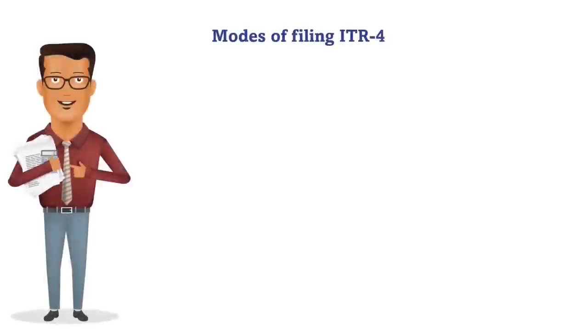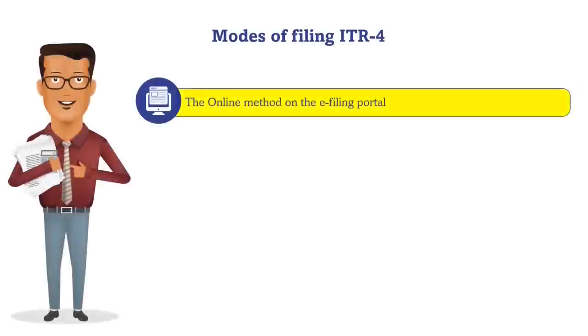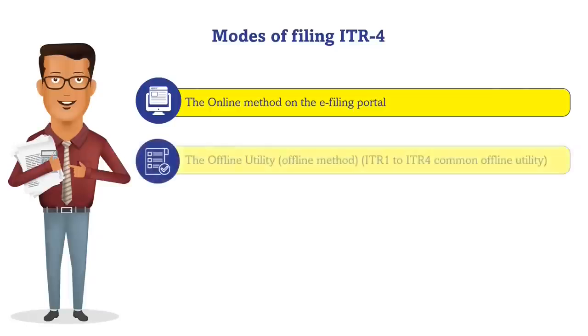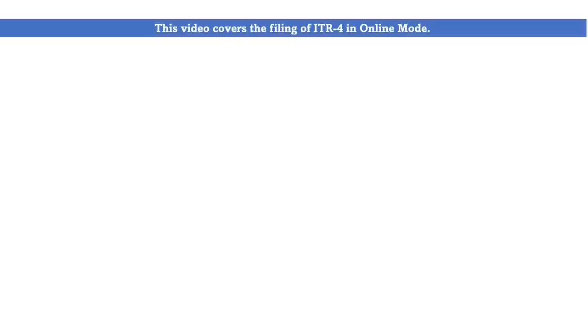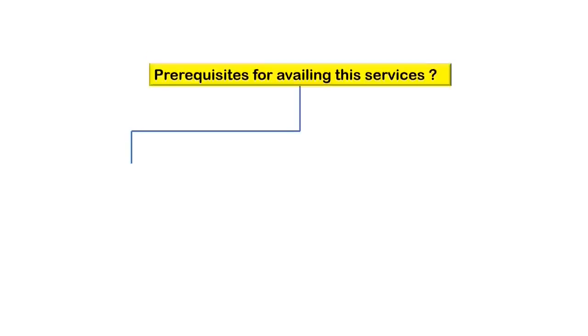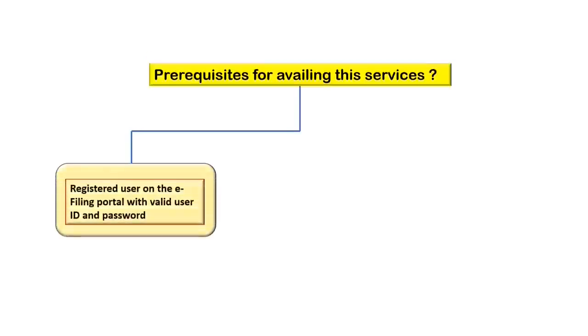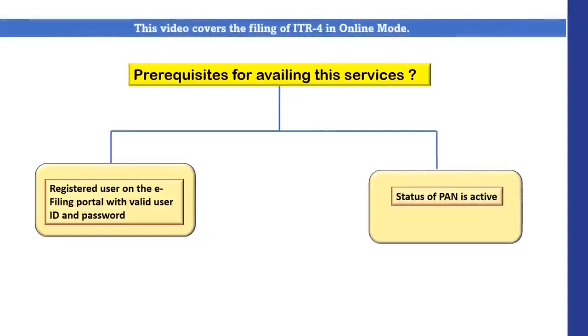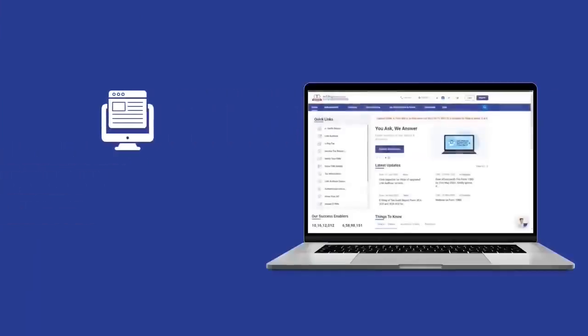There are two modes of filing ITR, the online method on the e-filing portal or by downloading the offline utility from the download section of the e-filing portal. In this video, we will cover filing of ITR 4 in online mode. In order to file this ITR, you should be a registered user on the e-filing portal with a valid user ID and password, and the status of your PAN should be active. Let us now see step by step how do we file ITR 4 in online mode.